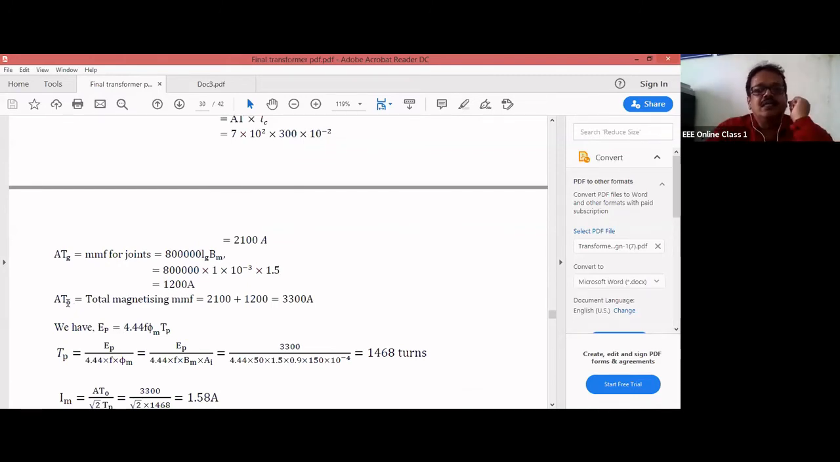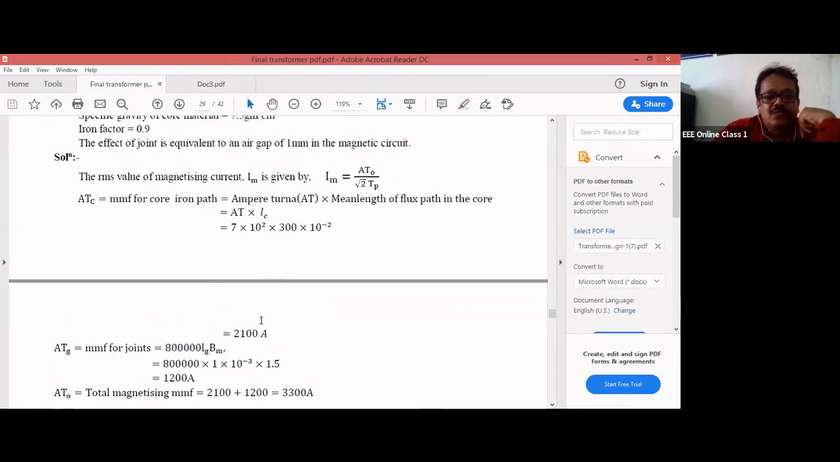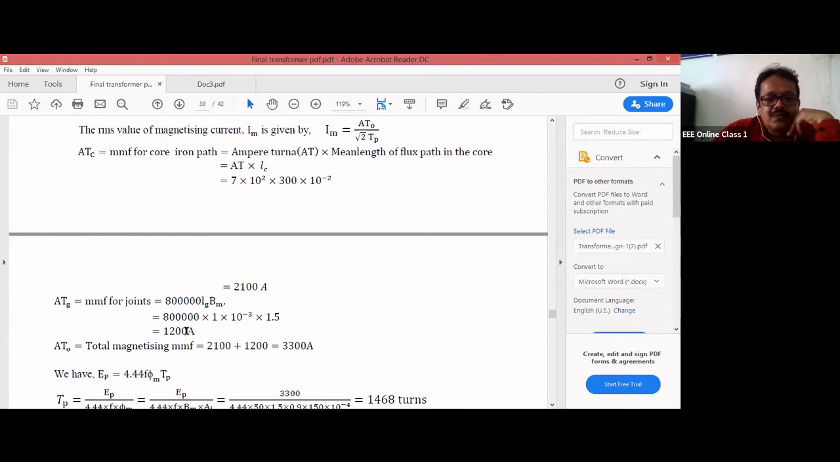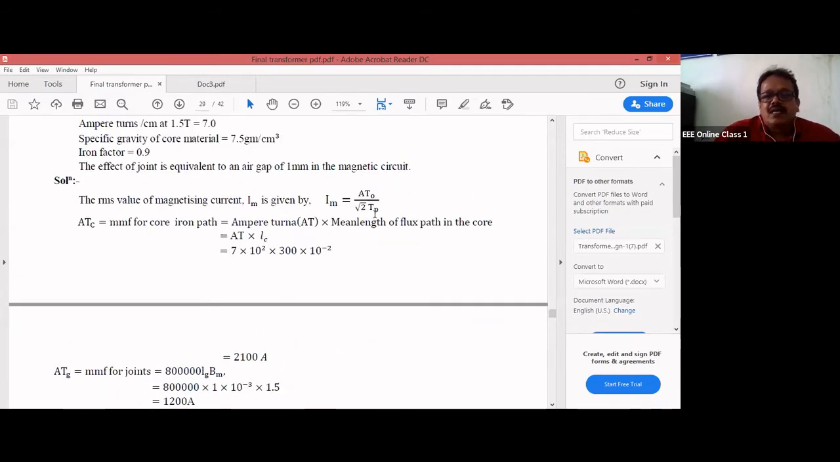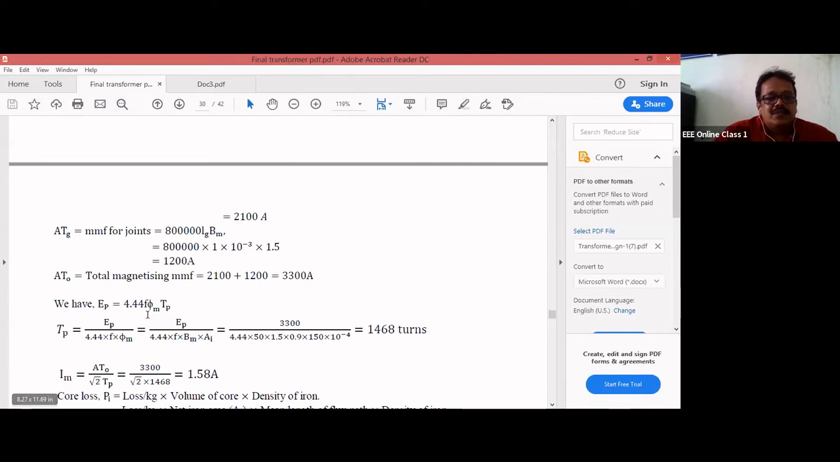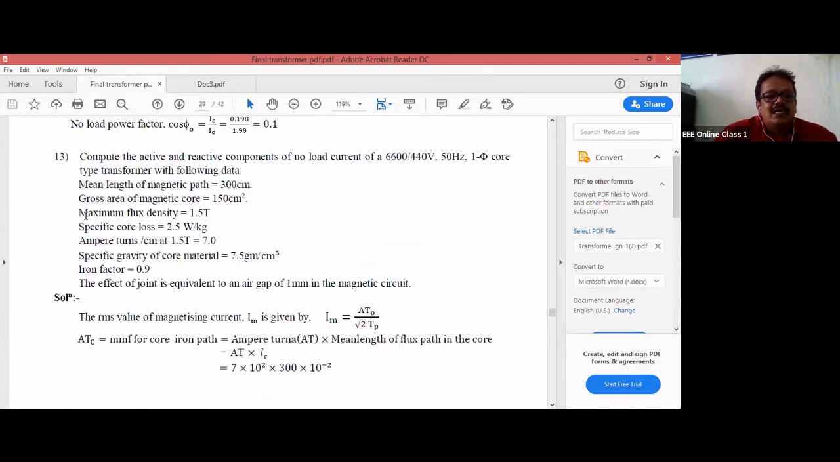So AT naught is the total magnetizing. If you add both these, 2100 plus 1200, what you get here is 3300 amperes. This is AT naught. And further, what you have to calculate is TP. So TP is calculated using the EMF equation, EP divided by 4.44 phi m. Phi m is what? Bm into Ai. But in the problem case here, it is given what?